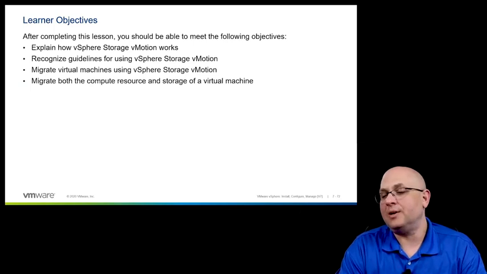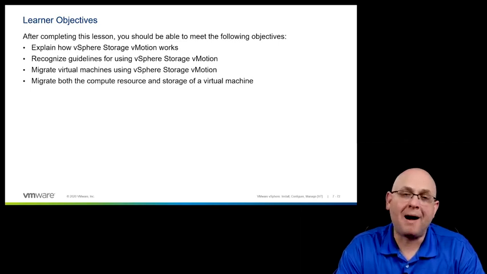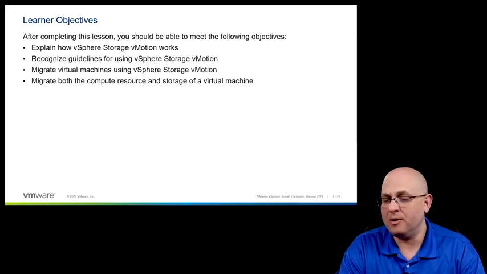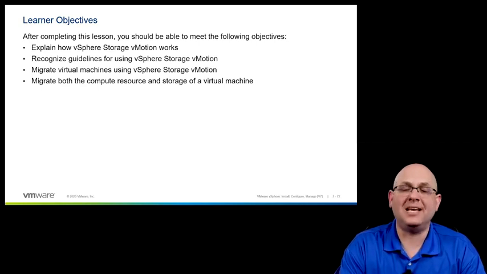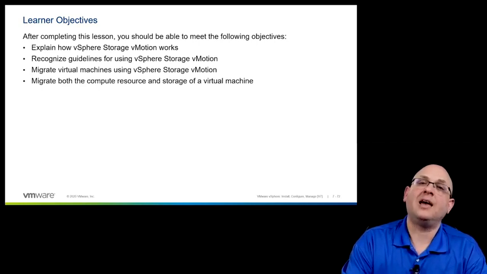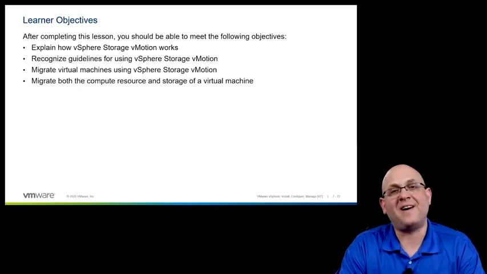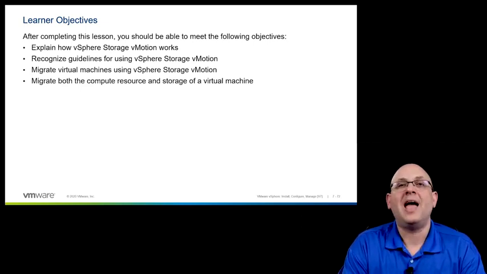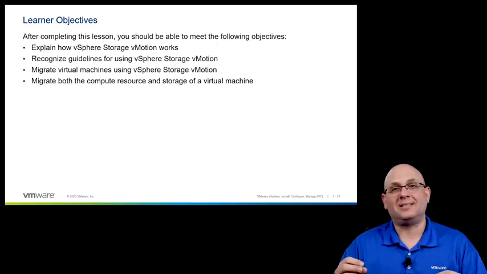In this lesson, we're going to have a look at how storage vMotion works, and we'll look at the guidelines of storage vMotion, and then we're going to migrate virtual machines using storage vMotion. One of the last options that we're going to have a look at is the combination of storage vMotion and host vMotion. We're going to move both the virtual machine's files from one data store to another and the virtual machine from one host to another all at the same time. And we'll look at some of the requirements for that as well.